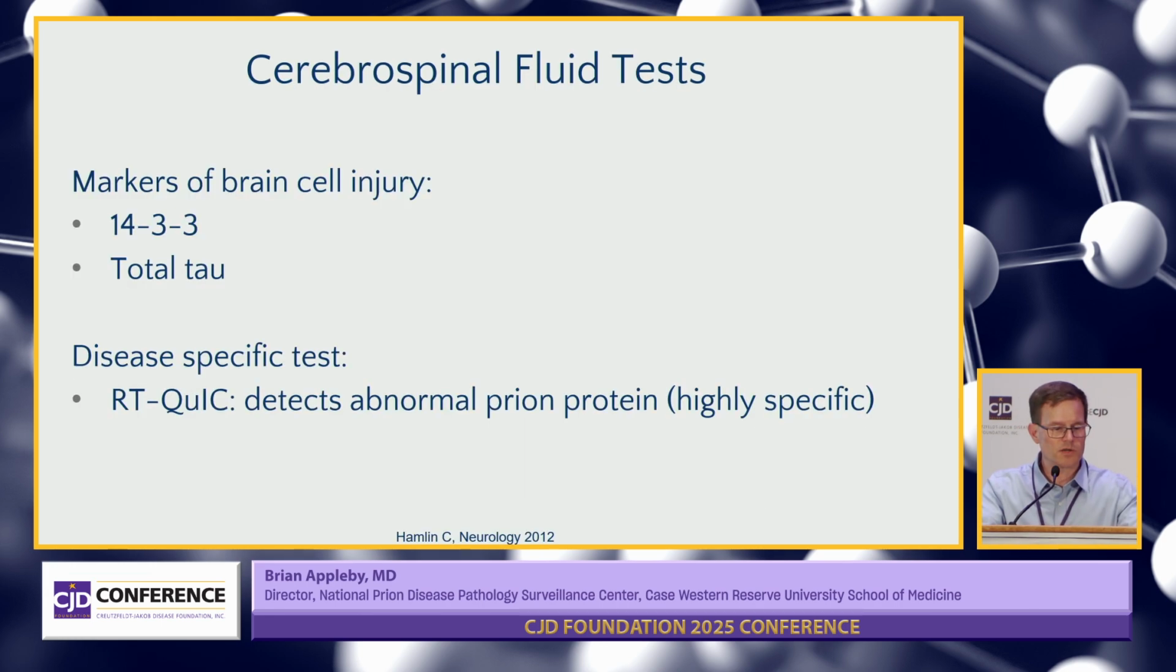So at the Prion Center, we do 3 diagnostic tests. 2 of them are markers of brain cell injury. That's 1433 and total tau. They're useful in that they can maybe give you a suggestion that that's what's going on, but they're not very specific. They can be elevated in a variety of other conditions. Then there's RT-QuIC, which detects the abnormal prion protein itself, so it's very specific, with a likelihood of about 99%.